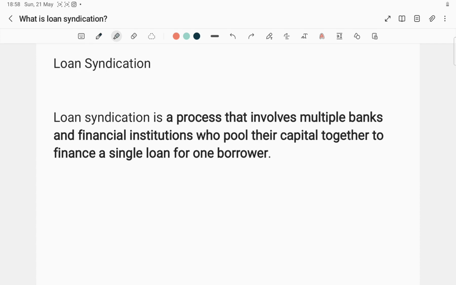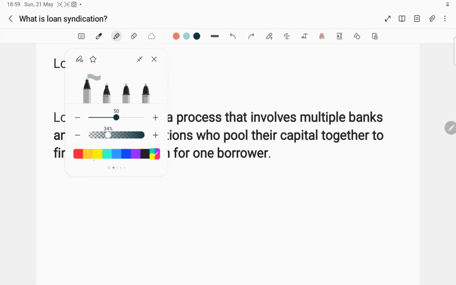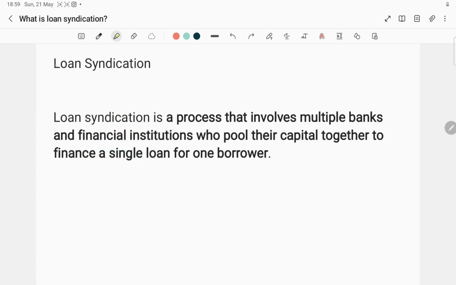Hello everyone, let's talk about one of the most talked about and important topics in the investment banking process, that is loan syndication. Now we'll just simply try to understand what loan syndication is in the first session, and then in the coming sessions we'll dig deeper into it. So now, what does the explanation of loan syndication say?